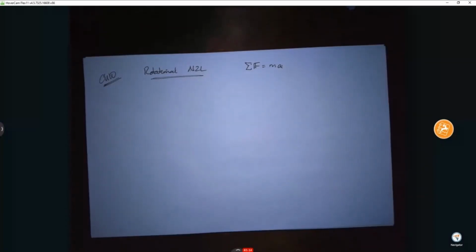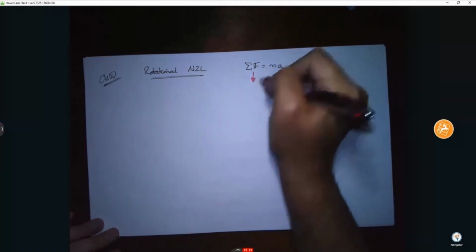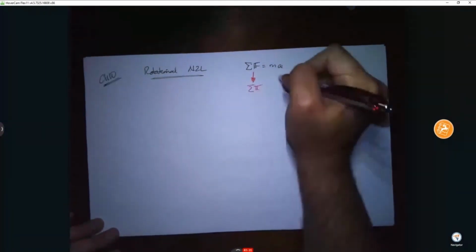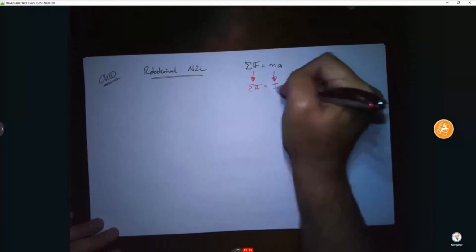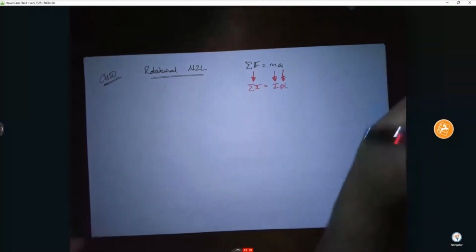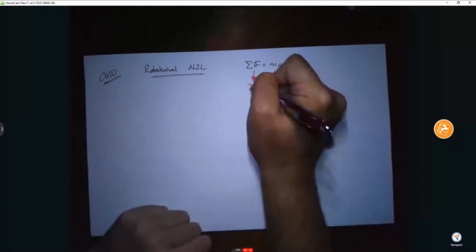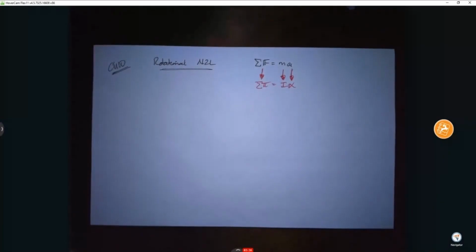As we know, Newton's second law, the special case we usually work with, is F equals ma. If we convert this into rotational topics, we get the net torque, and the mass becomes the moment of inertia, and our acceleration becomes the angular acceleration. So the net torque is I alpha, which is our new version of Newton's second law.